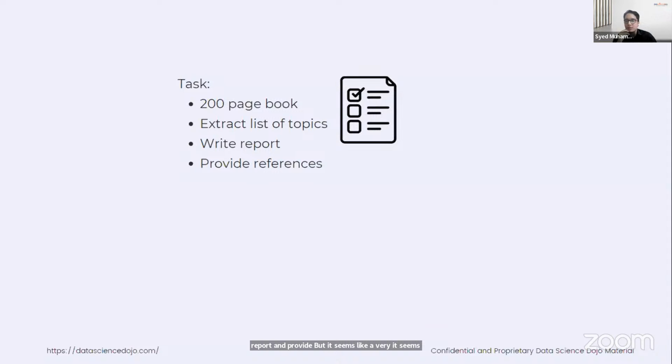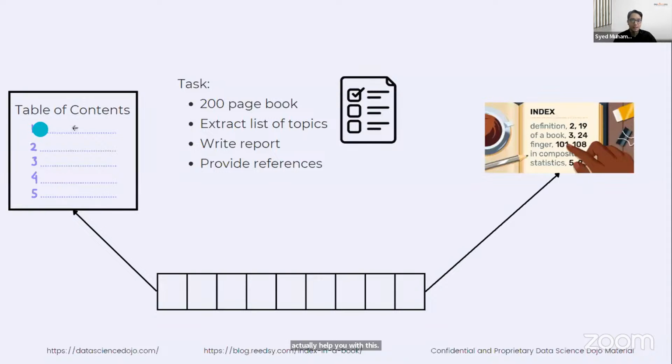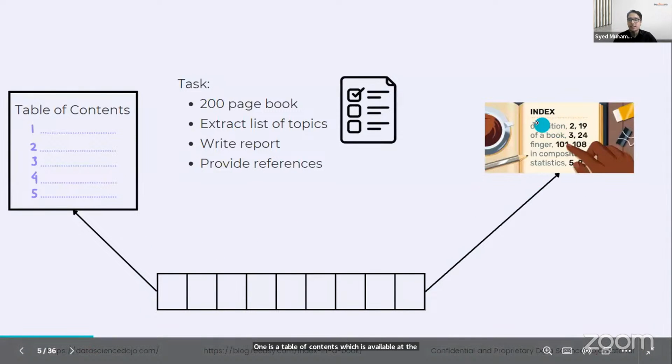So you think a little bit and you realize that a book has two things that can actually help you with this. One is a table of contents, which is available at the start of a book. And secondly, we have the index, which is provided at the end of the book.